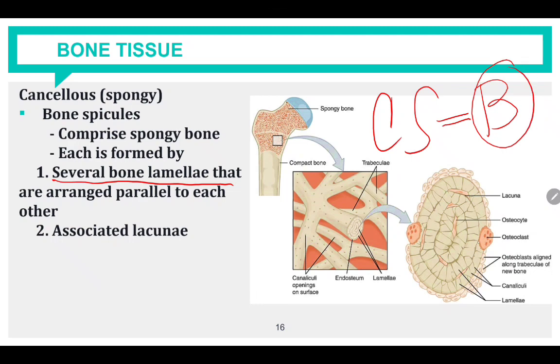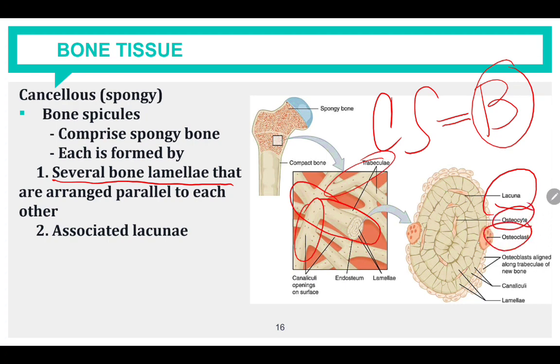Okay, so ito mga spicules na to, ito siya, this one, ito sila, yan, yung mga parang naga-branch na yan. Those are our trabeculae. If you appreciate, ang ating trabeculae, guys, sa spongy bone, meron din siyang mga canaliculi. Okay? Meron din siyang mga lamellae. Okay? So, basically, the entire composition may be the same with the compact bone. Meron din siyang lacuna, osteocyte, osteoclast. Okay? So, halos familiar sila.